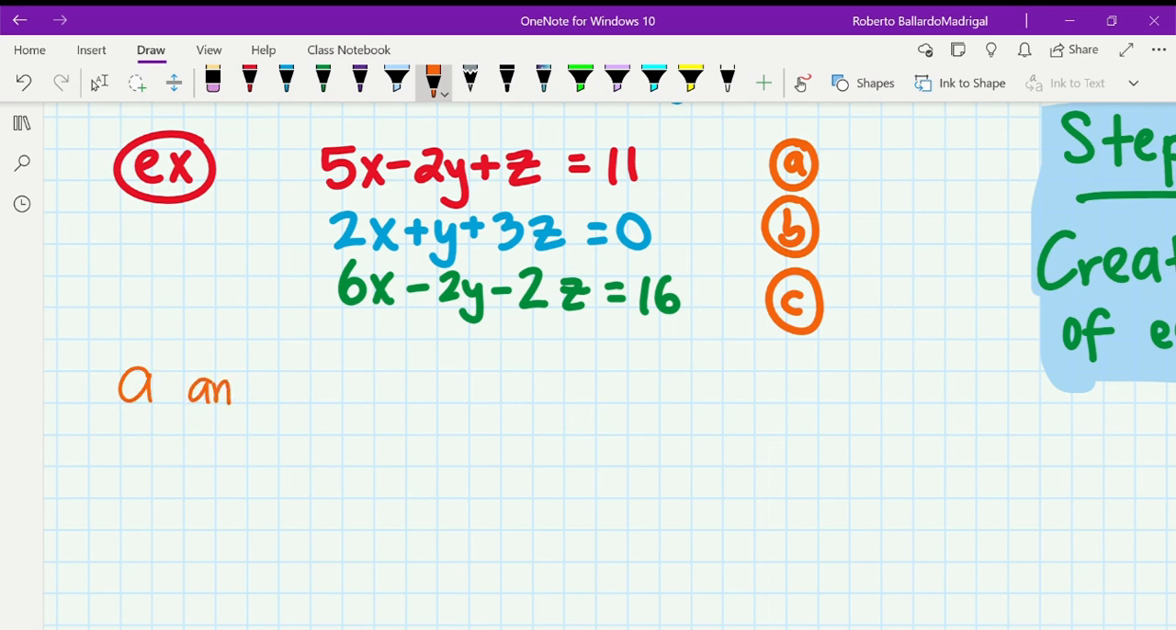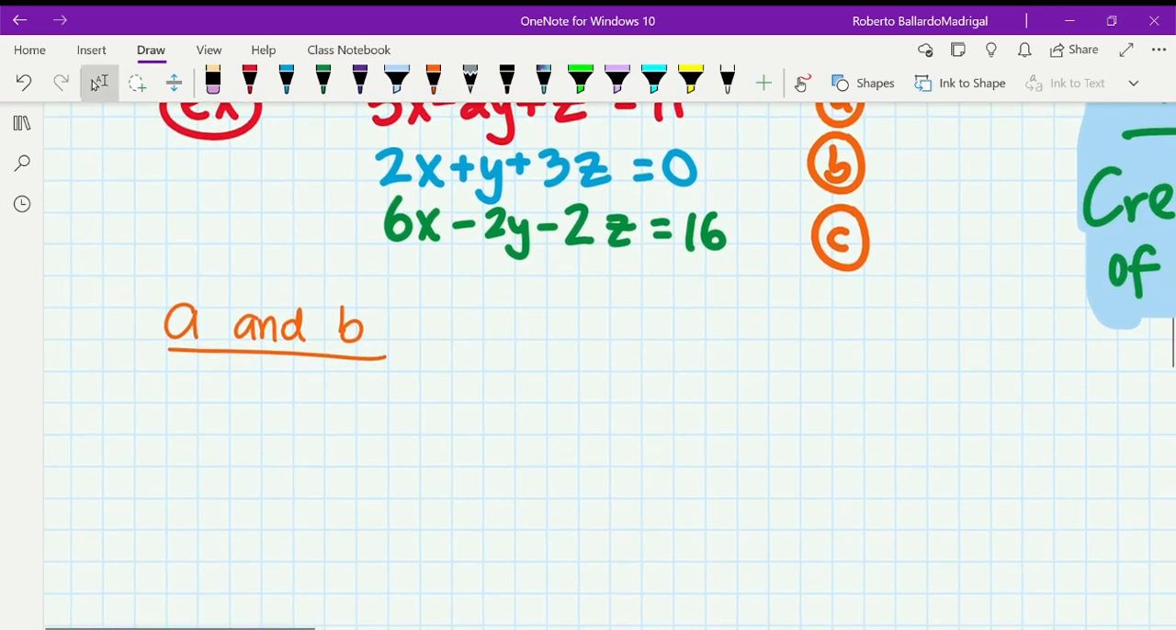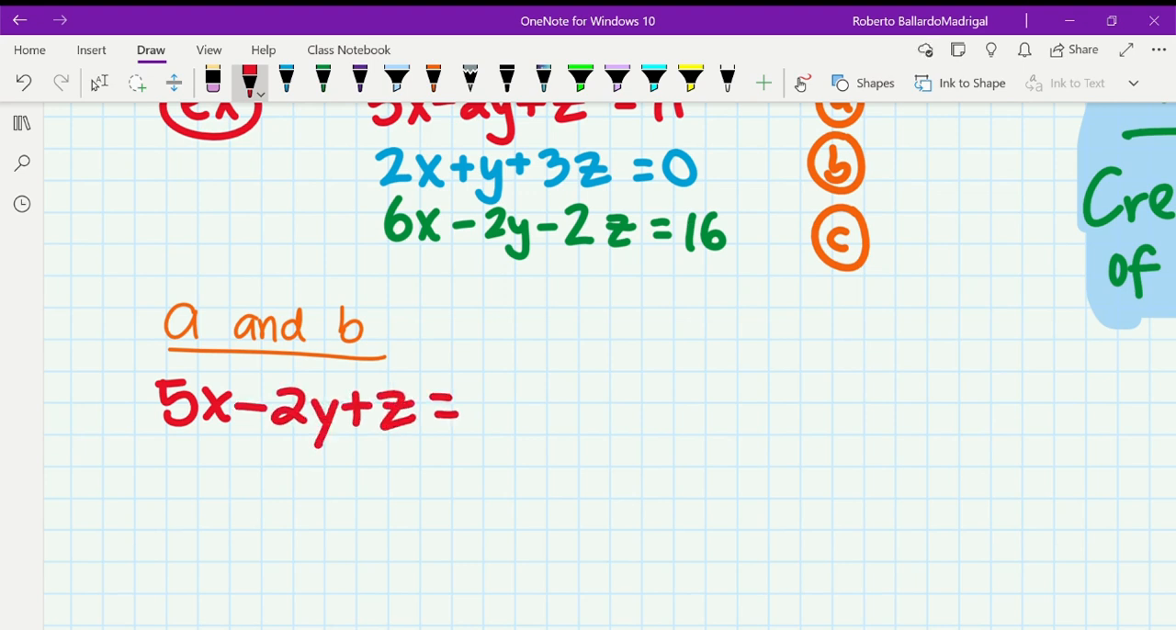A and B. A and B will be the following. 5x minus 2y plus z equals 11. And 2x plus y plus 3z equals 0. Okay. That is your first pair, A and B.